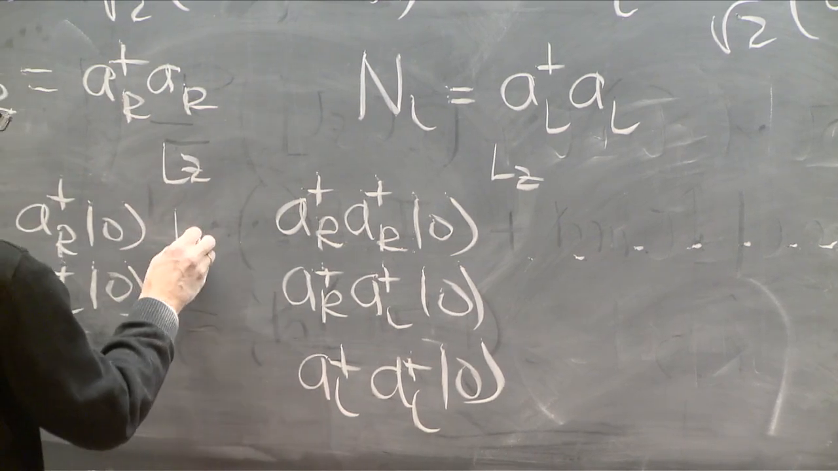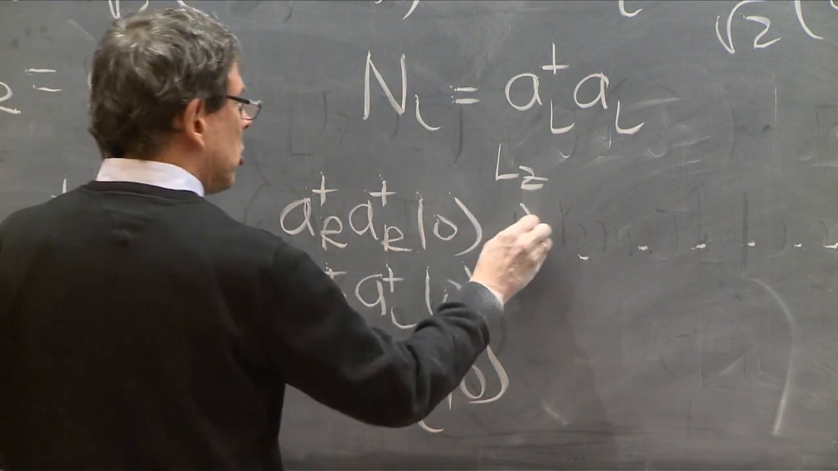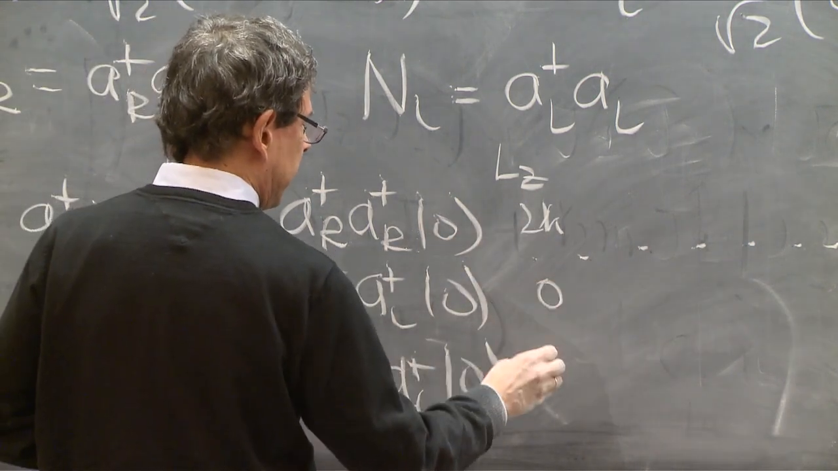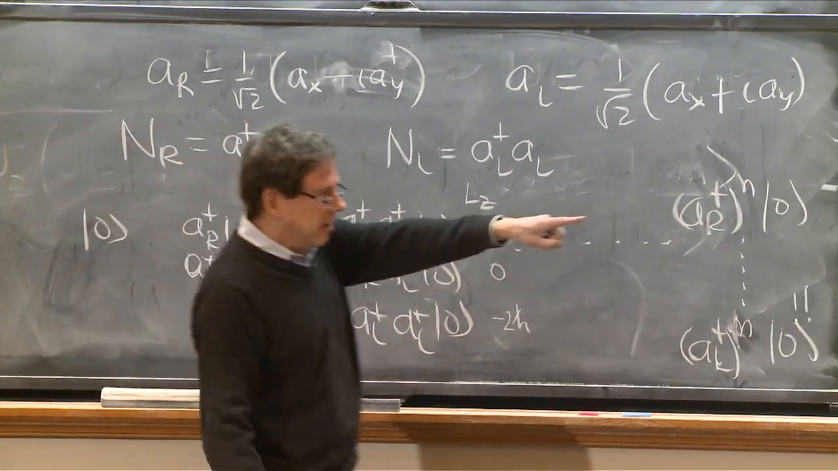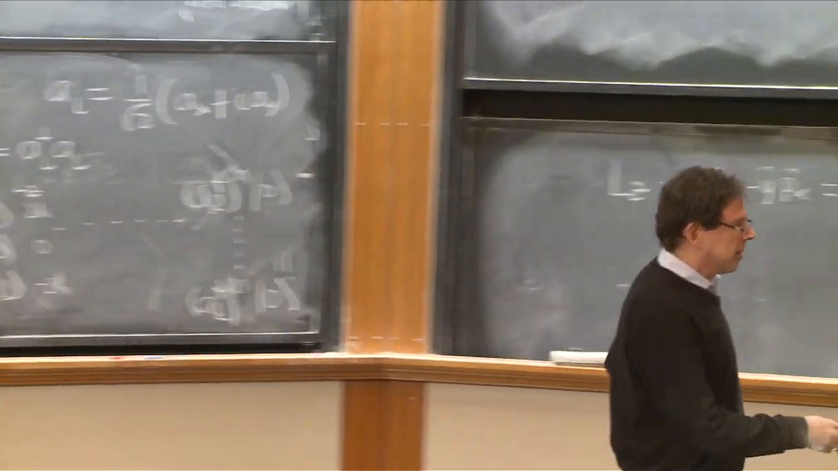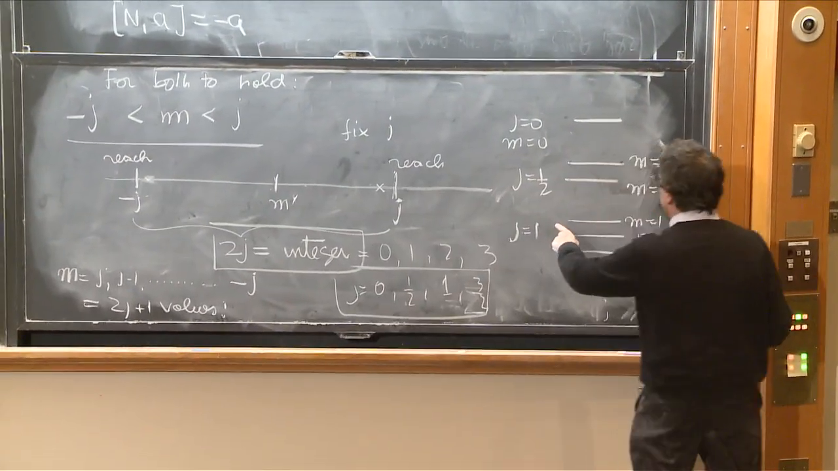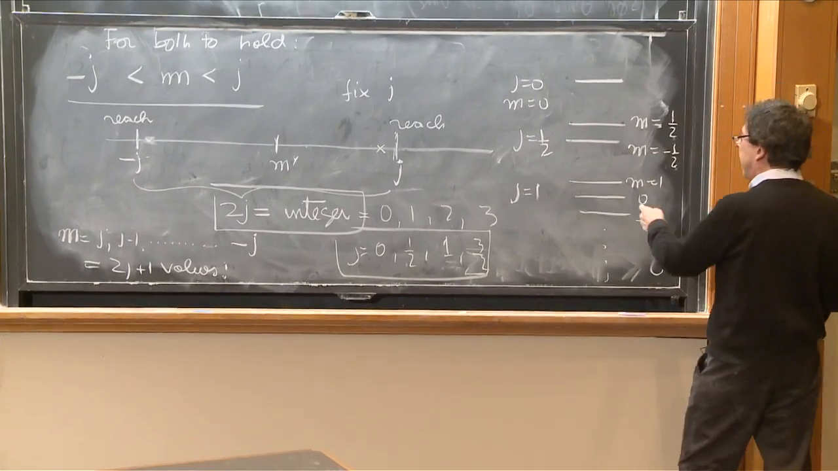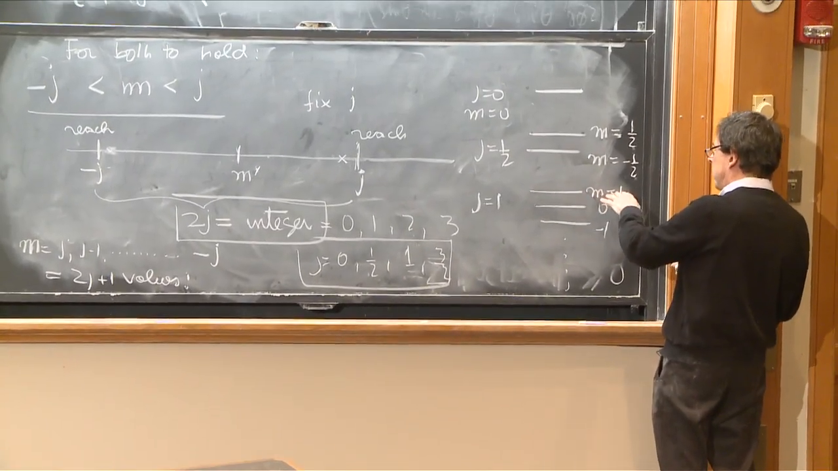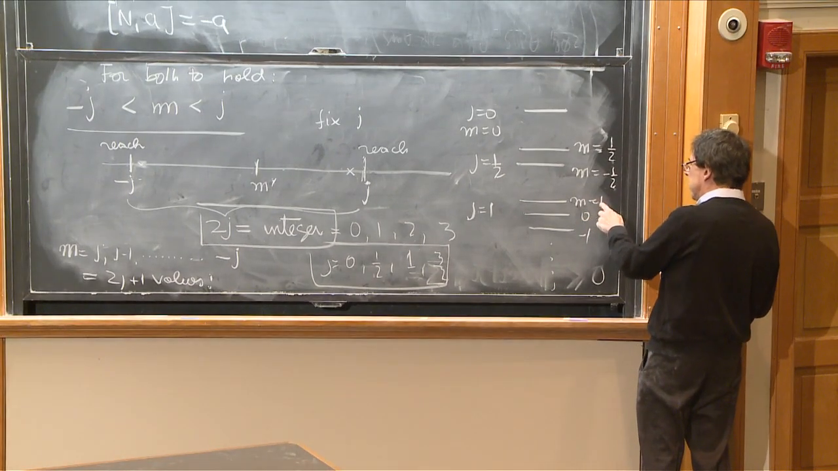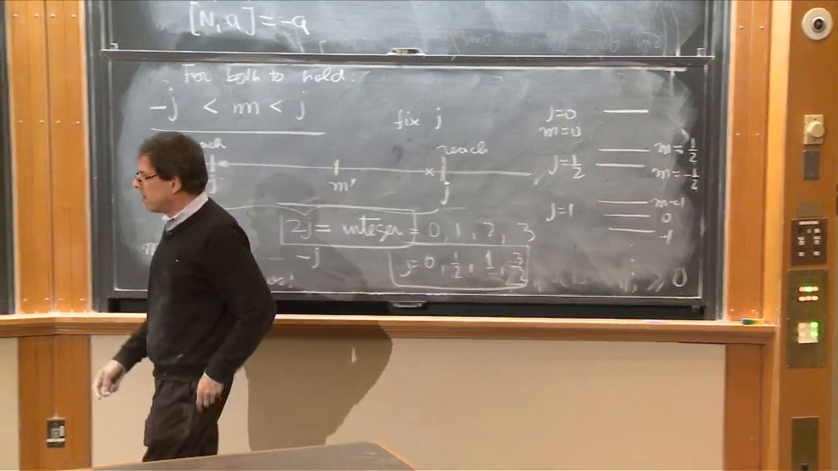Lz here was h bar, minus h bar. Here it is 2h bar, 0, and minus 2h bar. And you look there and say, no, that's not quite right either. If you would say these three states should correspond to angular momentum, they should have m equal plus 1, plus h bar, 0, and minus h bar. So it's not right.